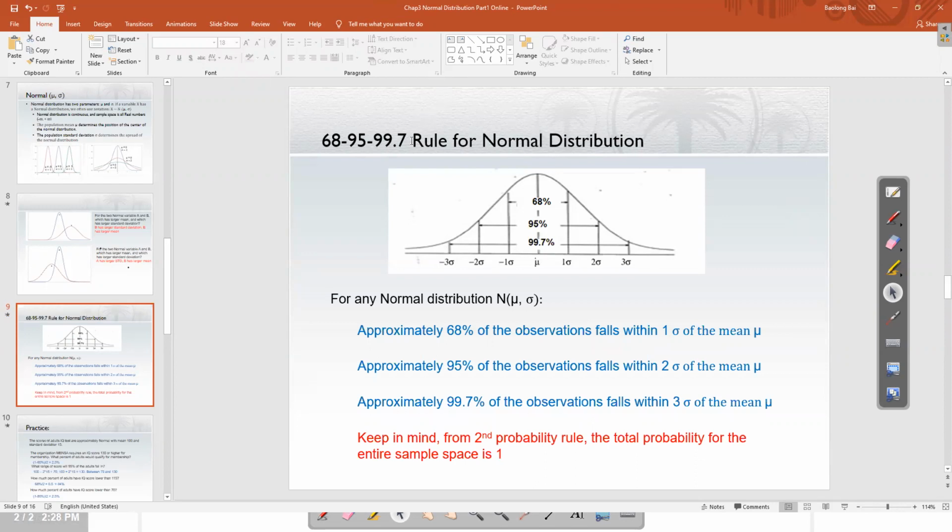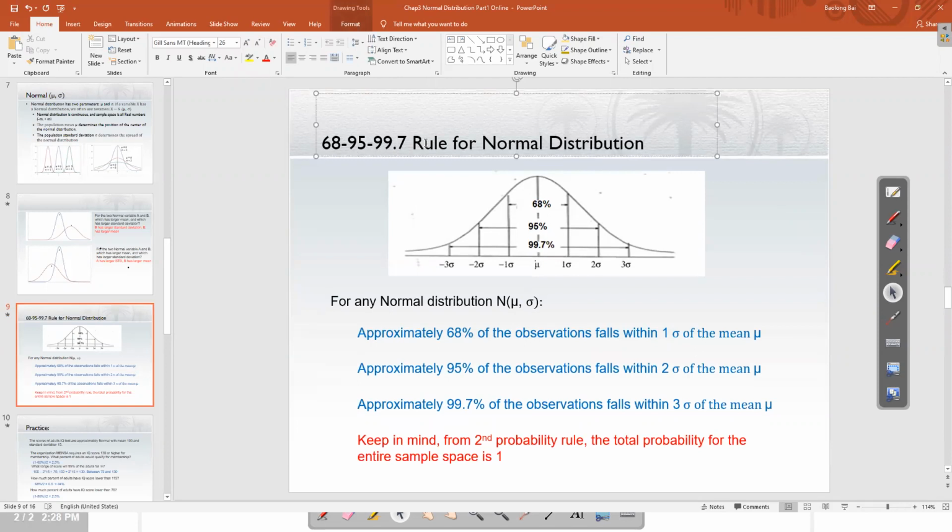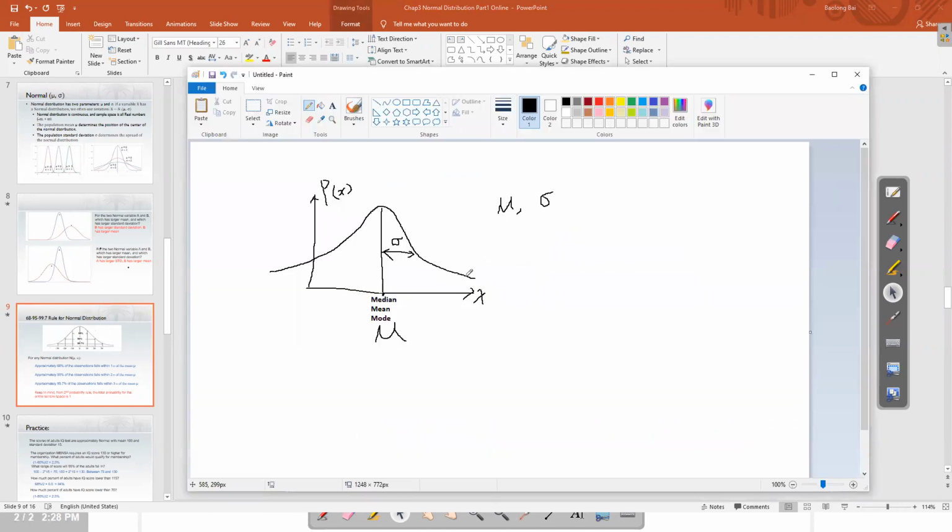Okay. So first thing is the 68, 95, and 99.7% rule. The rule is very simple. Imagine you have a normal distribution. Population mean is mu. Population standard deviation is sigma. The total probability under the density curve will be 1, right? Probability of the sample space equals 1. So everything under the density curve is always 1 for any distribution, 100%.